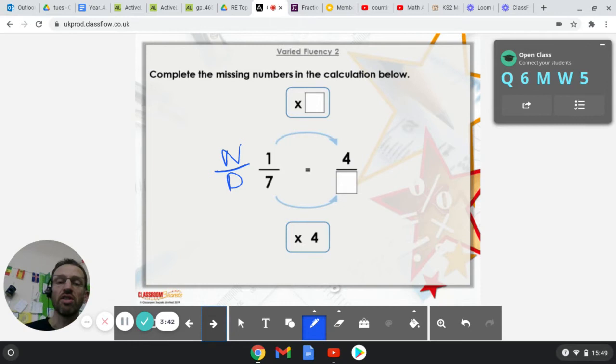So the top number would have to be multiplied by 4 as well. So there we go. 7 times 4 is 28. 1 times 4 is 4. These are equivalent fractions. That's why they've got the equal sign in the middle there.